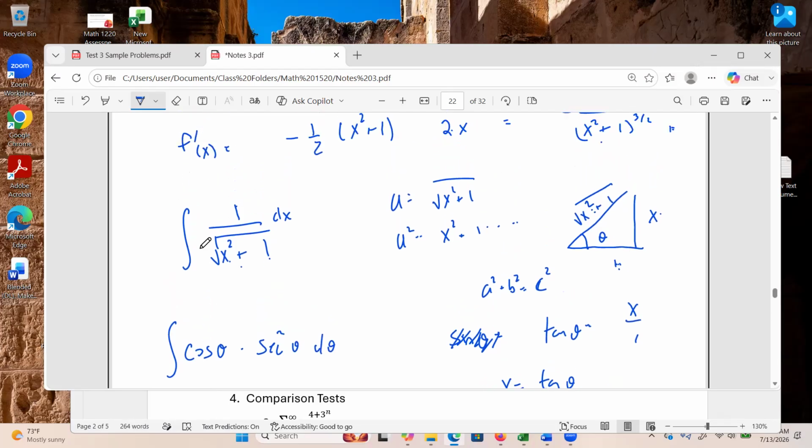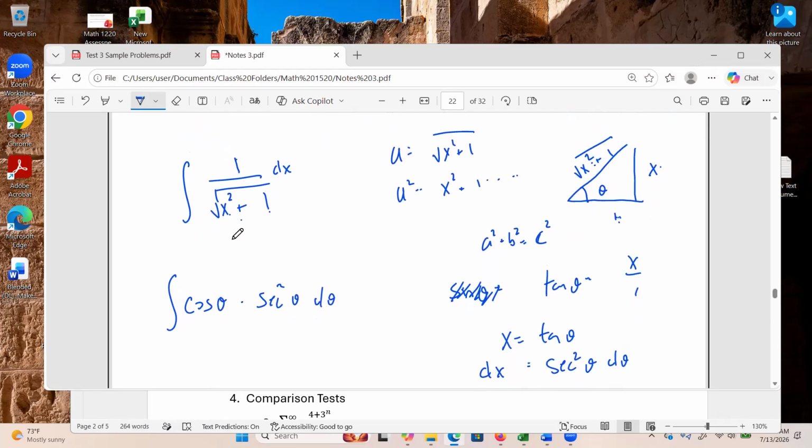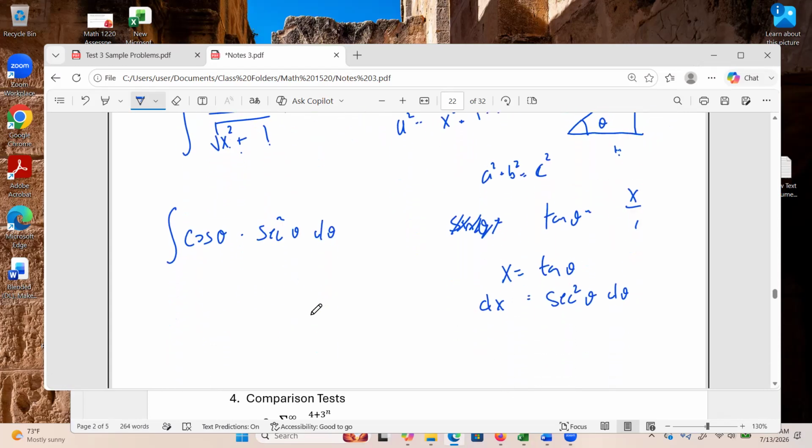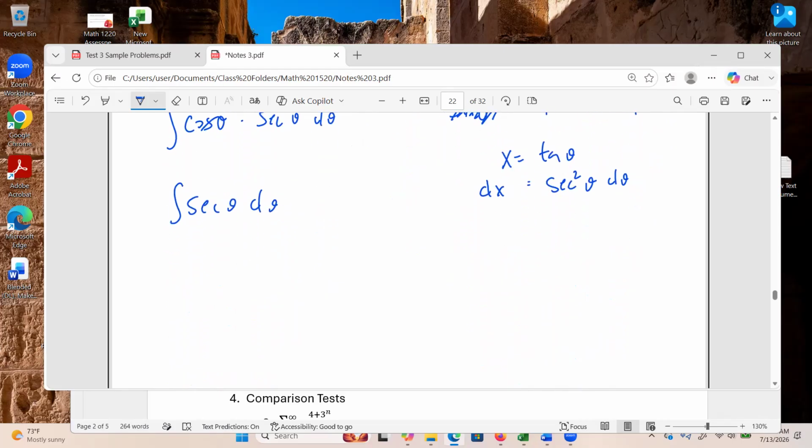Well, okay, one of my cosines cancels out with one of my secants. That's how those trig functions work. So we actually end up with this guy canceling with this one, so we just have the integral of secant theta d theta. Now we have to remember, what was the integral of secant? I know you can remember. So this is going to be the natural log of secant theta plus tangent theta. Right? That's how that goes.